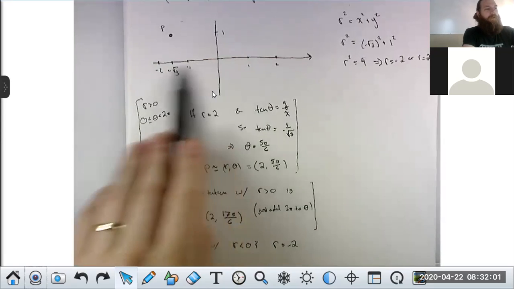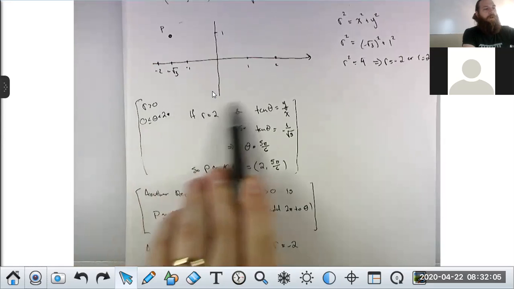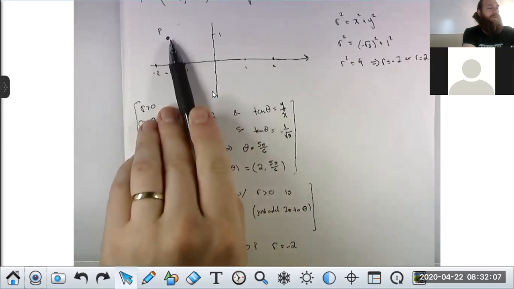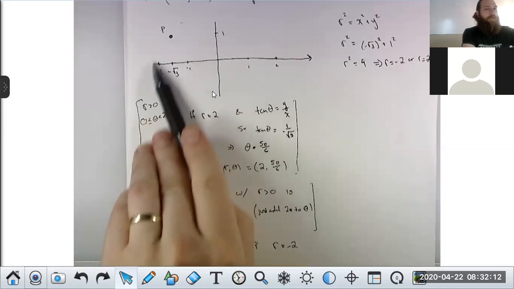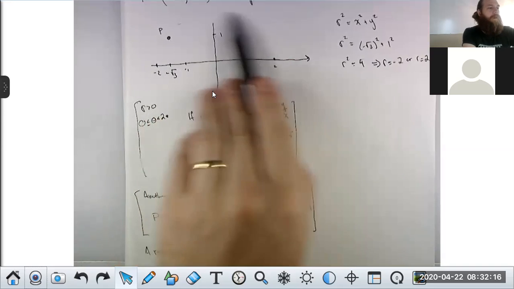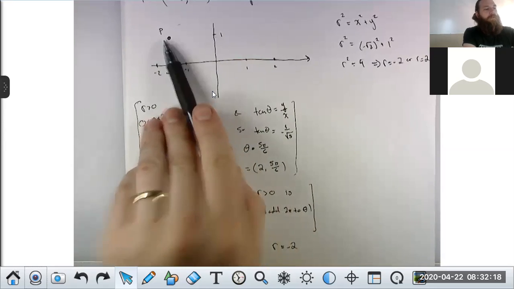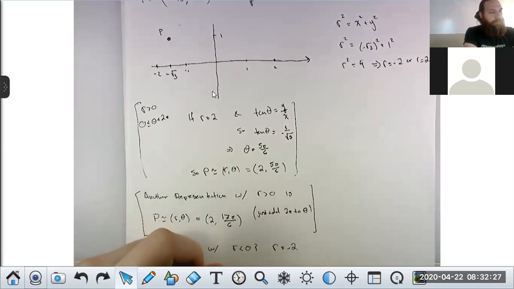So if I come out here to -2 along my horizontal axis, and I wanted to rotate all the way around in the positive direction to get to P, I know that this little angle here is pi over 6. So this would be all the way around minus pi over 6, which is 11 pi over 6. So I could also say P could be represented as r comma theta, where r is -2 and theta is 11 pi over 6.